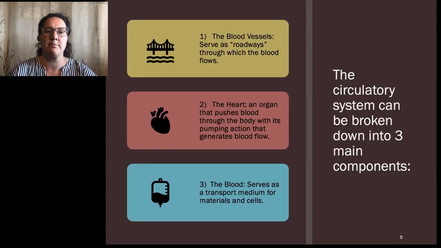There are 3 main components to our circulatory system. One is the blood vessels, which serve as the roadways through which the blood flows. The heart, which is an organ that pushes blood through the body with its pumping action. And the blood, which serves as the medium to transport materials and cells around the body.